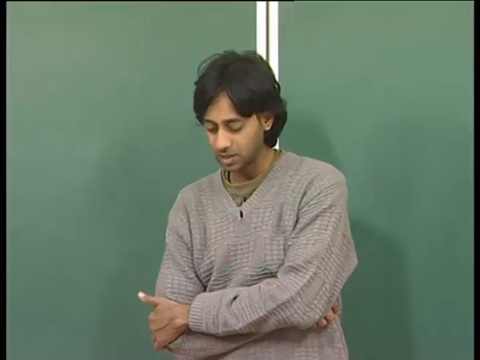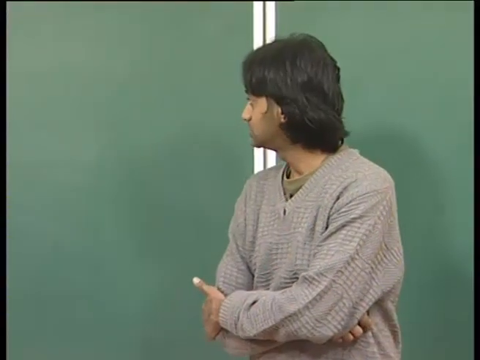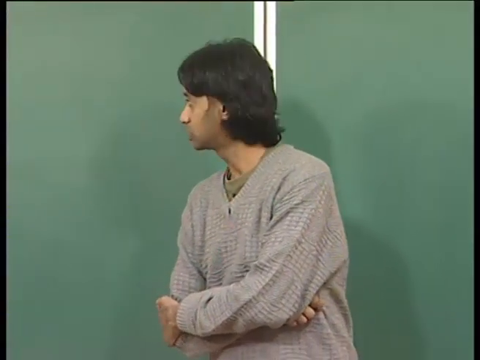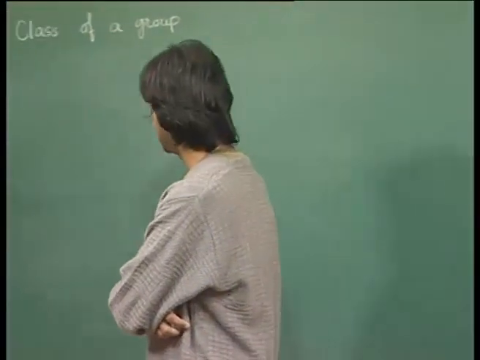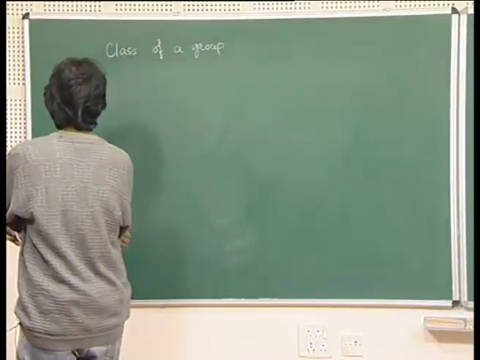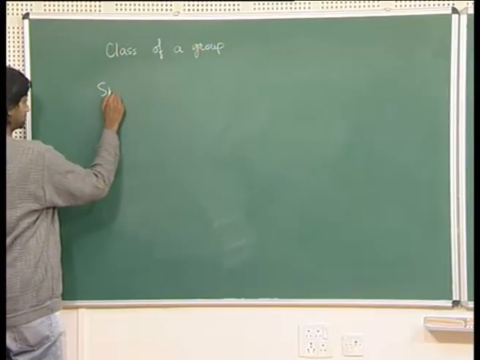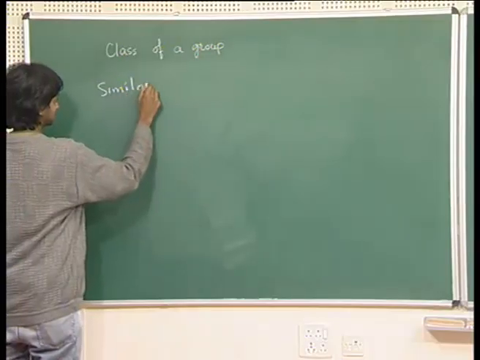So, we have seen the basic definitions and some basic properties of groups. We have seen what is meant by subgroup. Today, we are going to start looking at another property of a group called the class of a group. In order to do that, first we will define something called a similarity transformation.